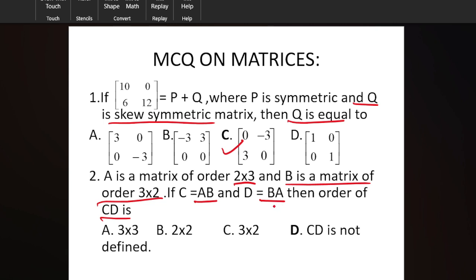Okay. Then C of order 2 by 2 and D is order 3 by 3. So CD can we find out? No, we cannot find out. So CD is not defined. Okay. CD is not defined because C of order 2 by 2 and D of order 3 by 3. So we cannot find out. Okay. Now let us see another one.